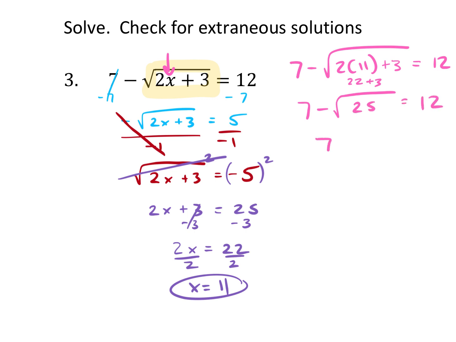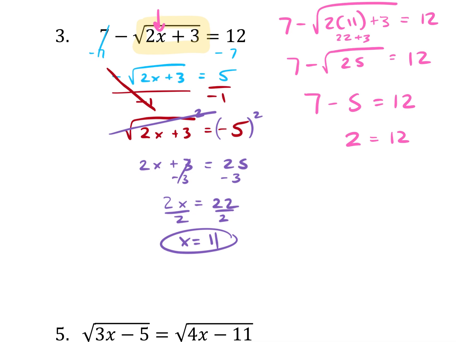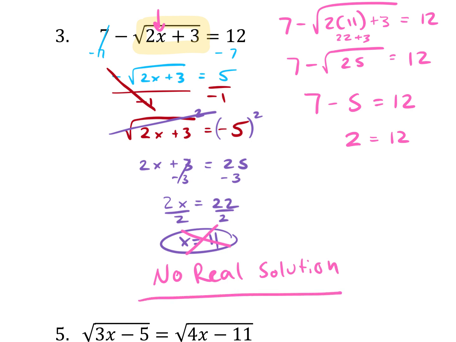What's the square root of 25? 5. What's 7 minus 5? 2. Does 2 equal 12? No. So does 11 work? No. So what do you think our answer here is? No solution. No real solution. So if your only answer does not work, that means your answer is going to be no real solution.